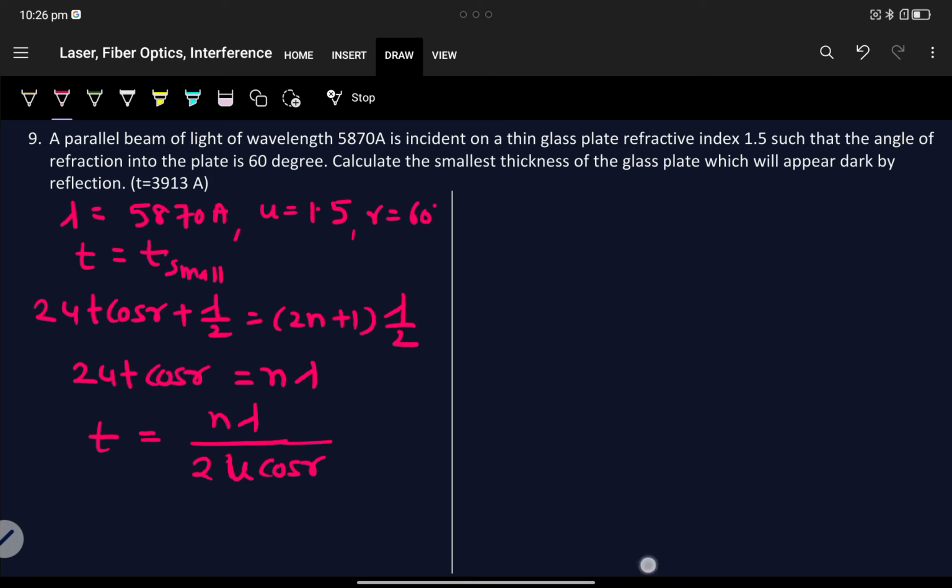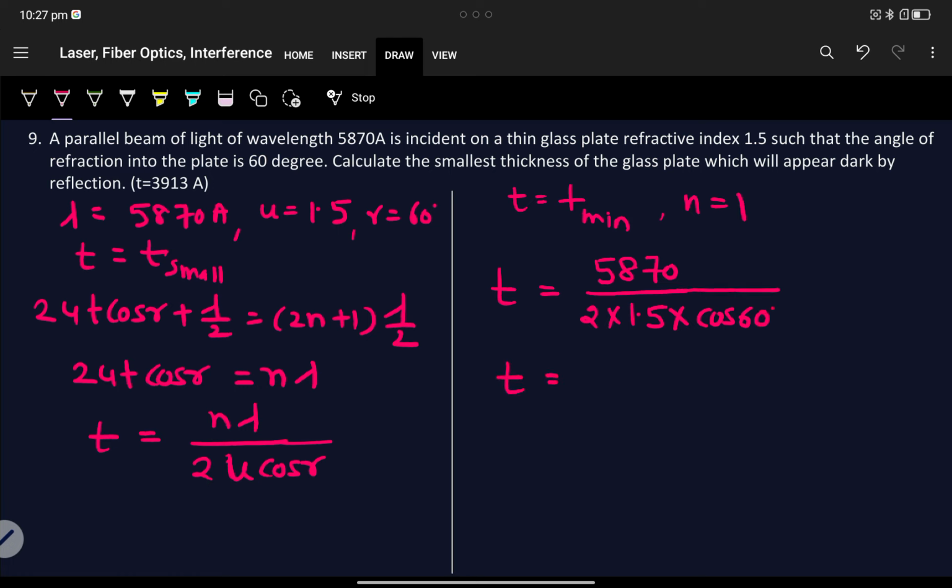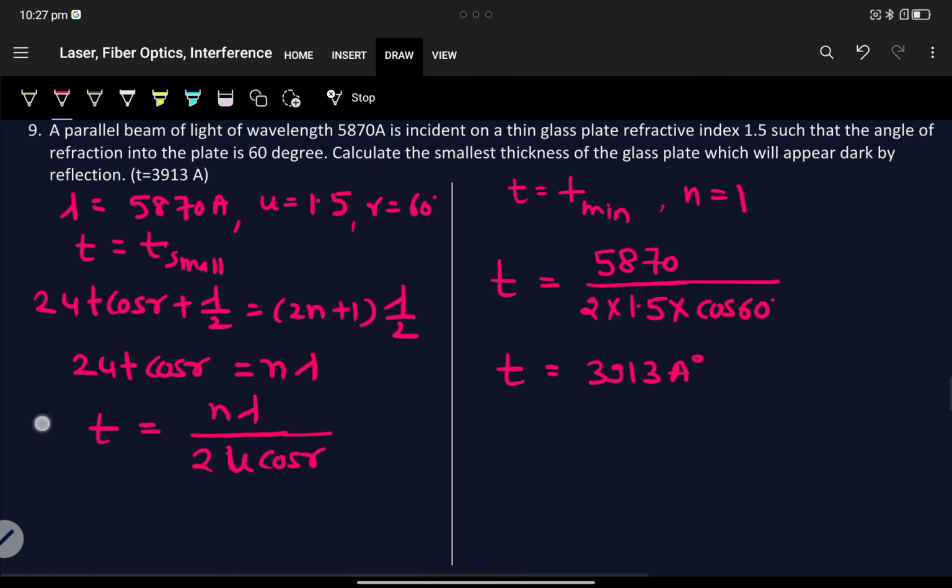And the value of r is given 60 degree. So we'll substitute, and thickness will be minimum for the minimum order, which is 1. So minimum thickness will be lambda, which is given 5870 Angstrom divided by 2 into refractive index is given 1.5 into cos of 60 degree. So when we calculate, the thickness comes out to be 3913 Angstrom. Let's move toward the next question.